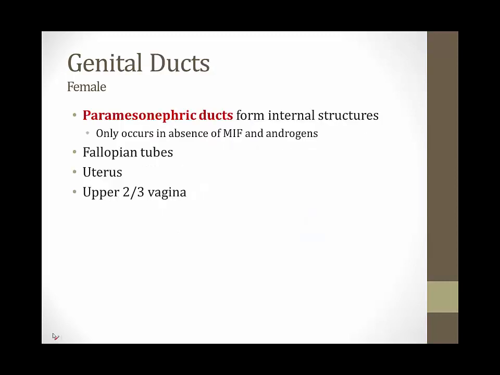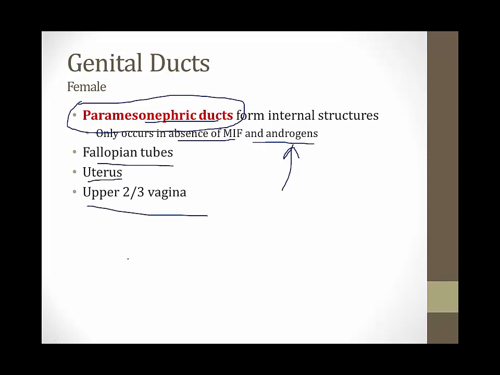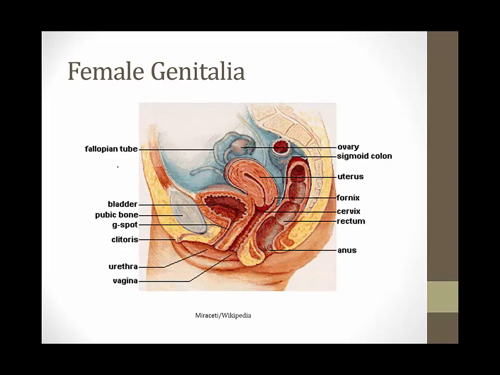Now let's talk about development of the internal genitalia in the female. In the female, the paramesonephric ducts will form the internal female structures. This occurs because there is no Müllerian inhibitory factor or androgens in the female. Therefore, the paramesonephric ducts persist, and in the absence of androgens, the mesonephric ducts do not develop. And therefore, in the female, the paramesonephric ducts develop into the fallopian tubes, the uterus, and the upper two-thirds of the vagina. And here's a drawing of the female genitalia.